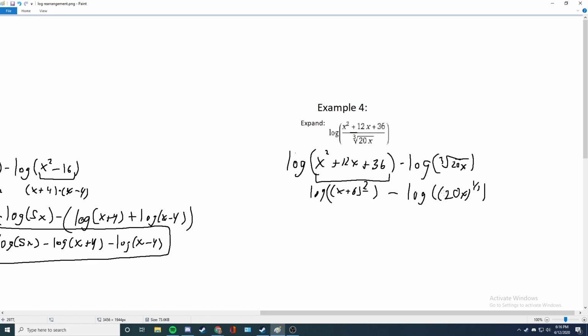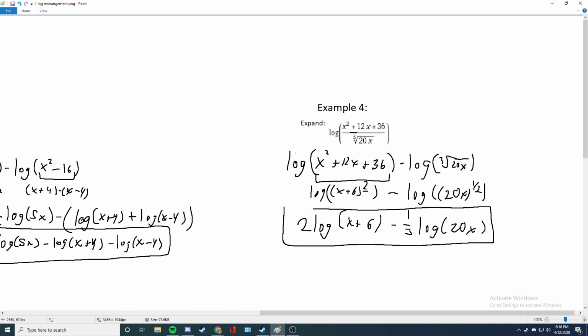So now each of these exponents we can bring out front, and we get 2 times the log of x plus 6 minus 1/3 times the log of 20x. And this is our final answer.